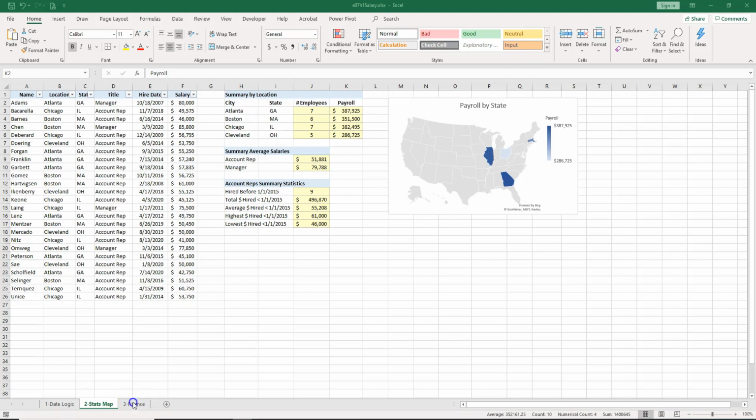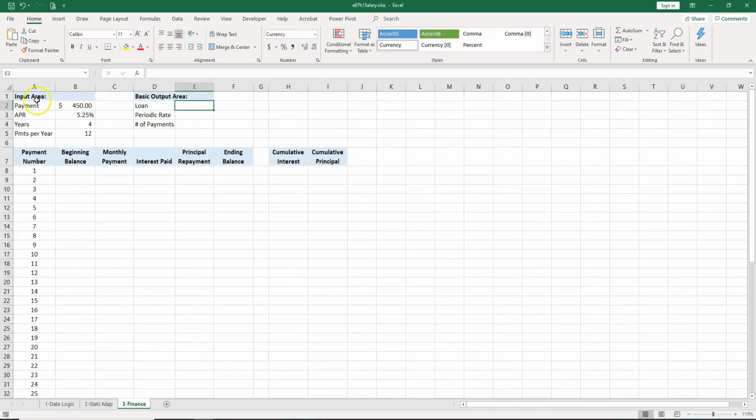Let's move on to the last worksheet, finance. Here we have the input area. For a car, we have the monthly payment, the annual percentage rate, the number of years to pay off the loan, and how many payments per year. We have 12 months, so 12 payments. And we are supposed to figure out formulas in the output area.